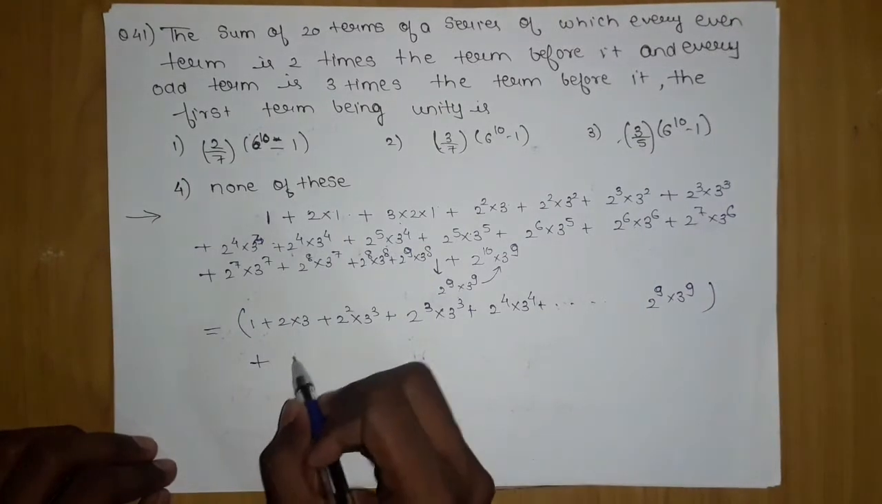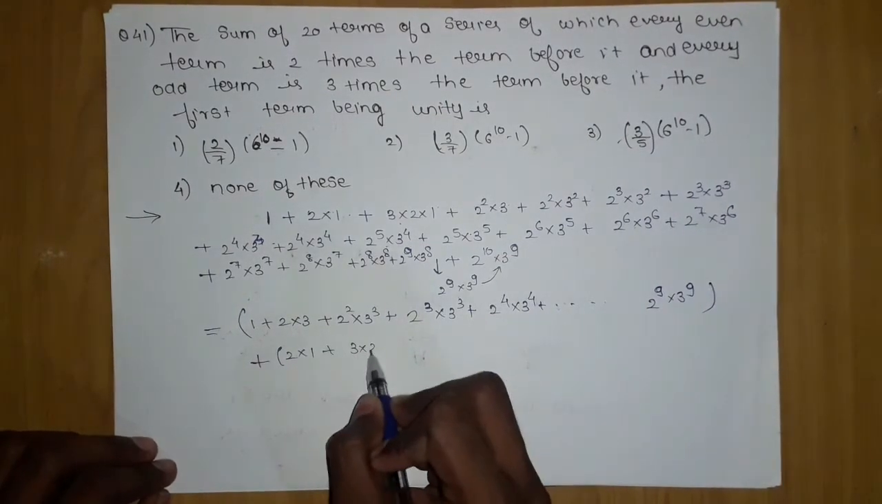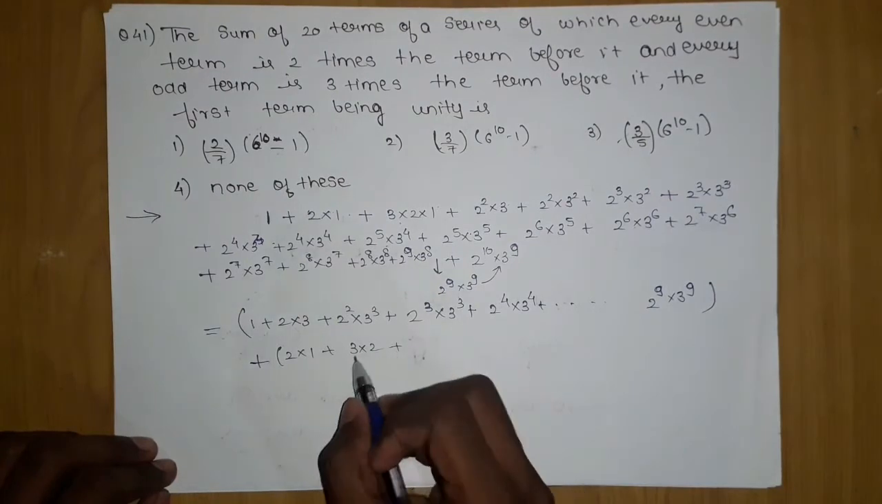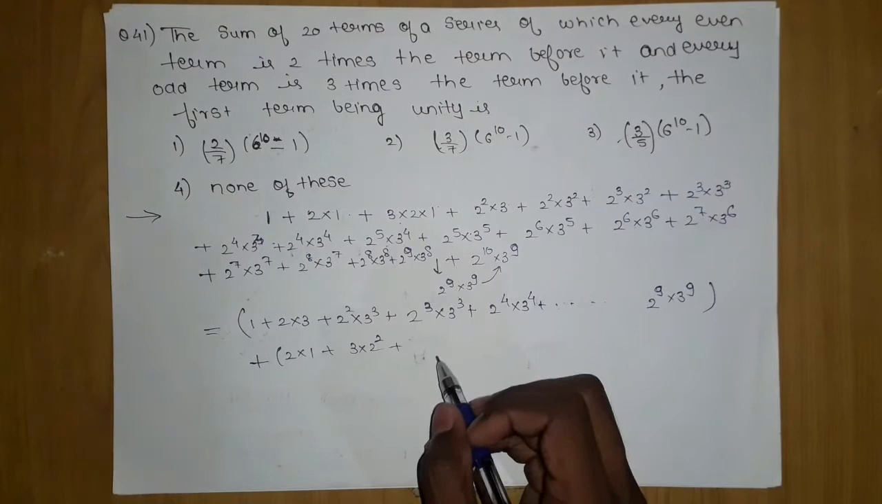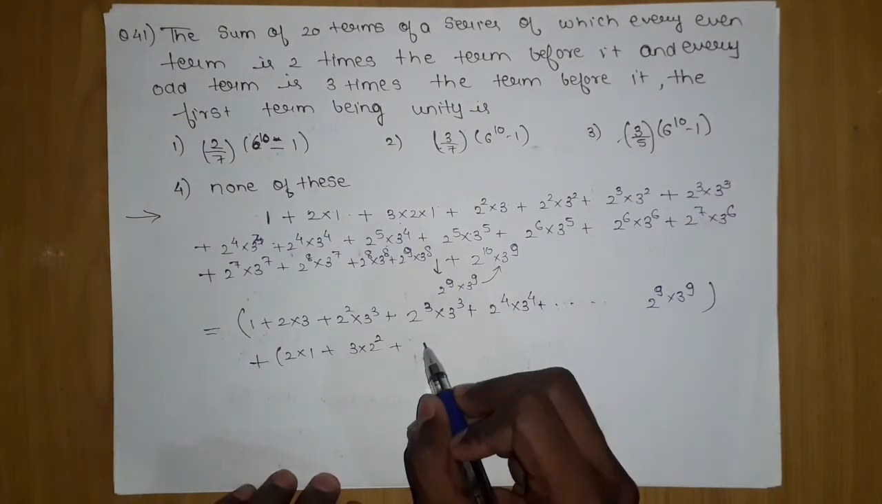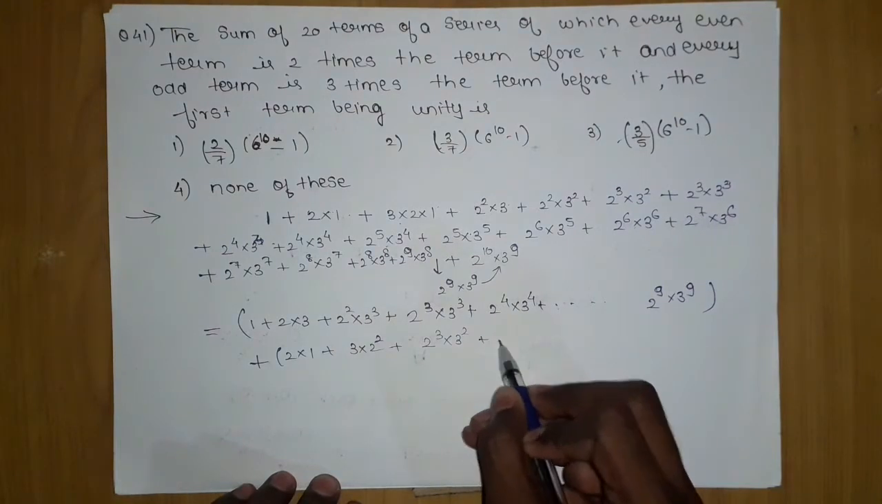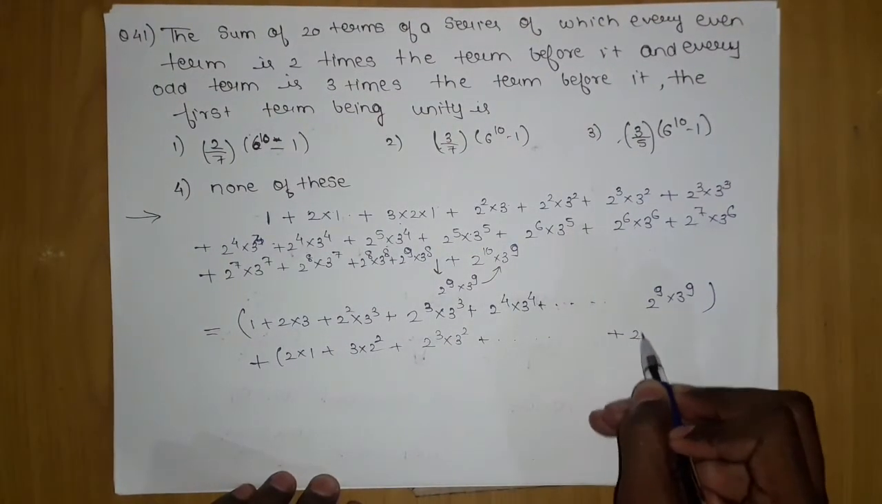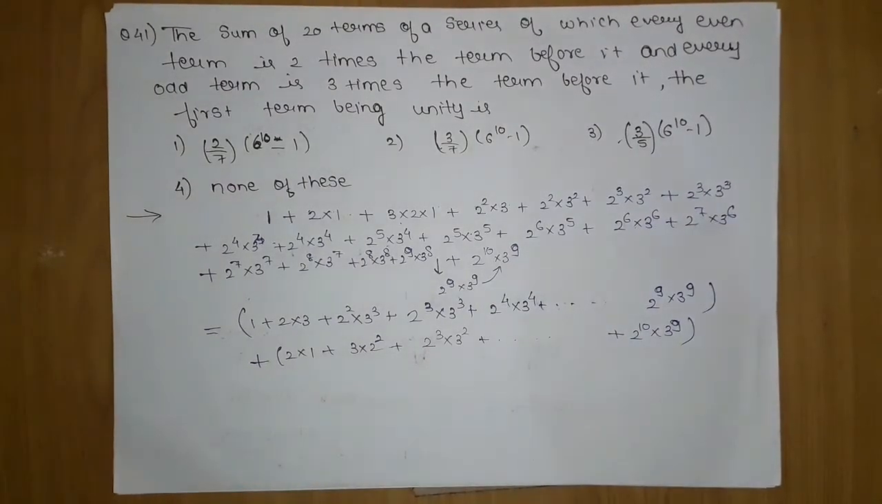The next has a different powered series. This is 2 into 1, 3 into 2, or sorry, 2 power 2 means this one. Then we can write the next one, which is 2 power 3 into 3 power 2. Like that it will go on till what? 2 power 10 into 3 power 9, the last term. So these are the three series. Now we want to write the sum of these.